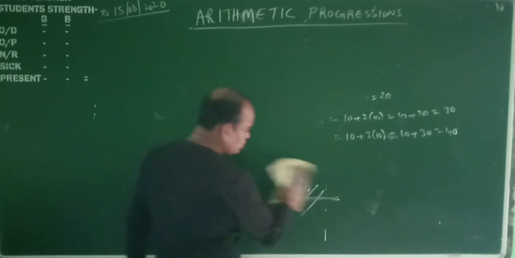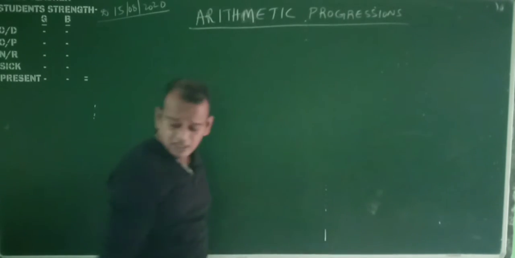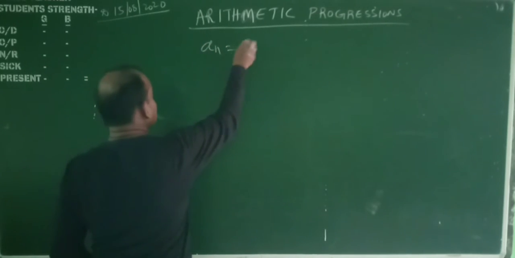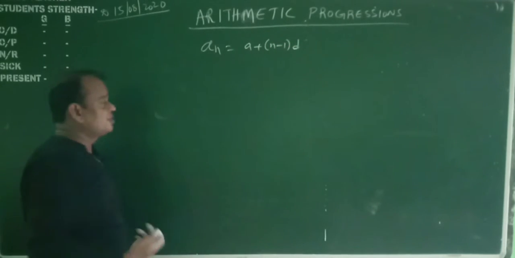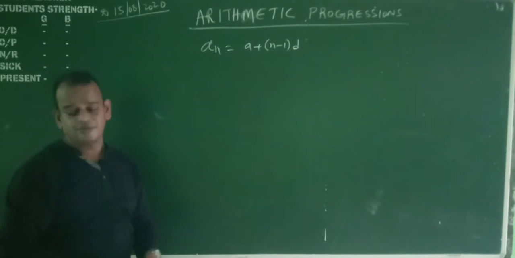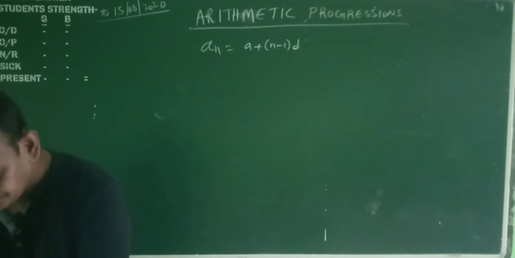Now, I will discuss the problems on the nth term. What is the formula of the nth term, my dear students? An is equal to A plus n minus 1 into D. In this question, the number of terms is asked. Find the number of terms n. The last term is given, so we will find the number of terms. Okay? Now we will go to one problem.